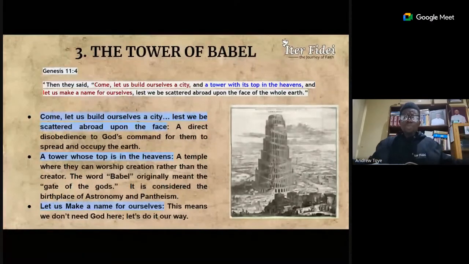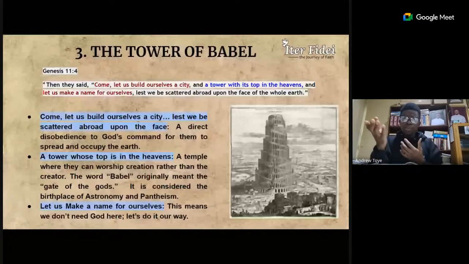So that idea of let us make a name for ourselves, it's almost like Genesis chapters 2 and 3. You will be like God. Let us be autonomous. Let us do away with God. We don't need God here. Let us do it our way.